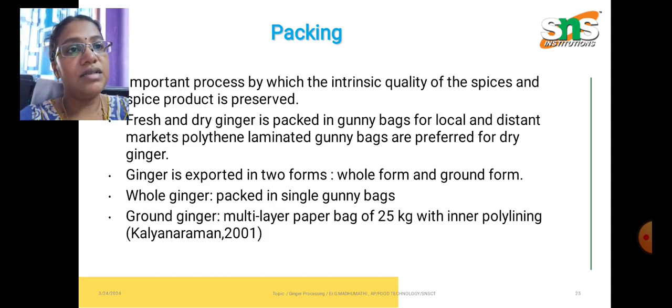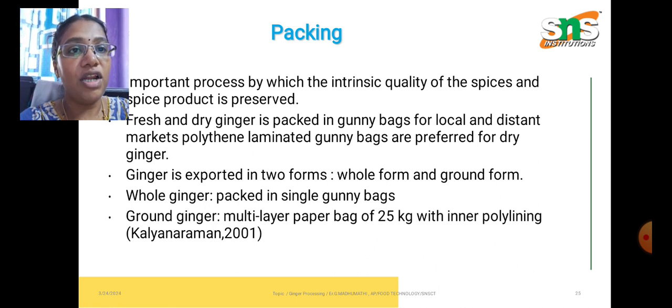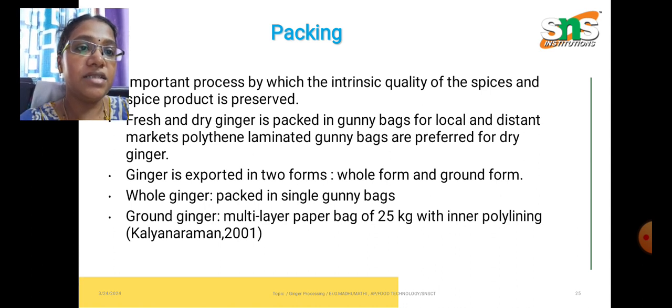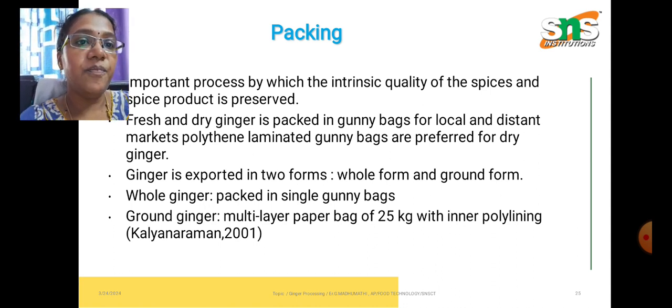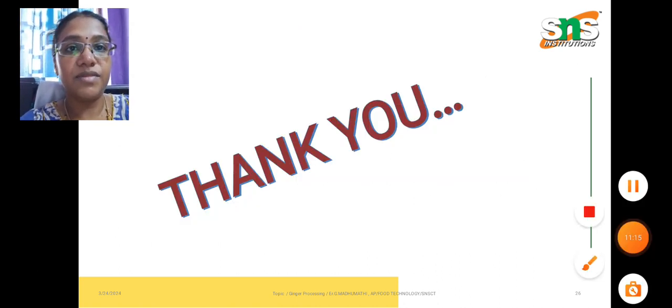At last, the most important operation is packing in gunny bags for local and distant markets, whereas dry ginger is packed in polythene laminated gunny bags. Whole ginger is mainly packed in single gunny bags, and it is exported in two forms, whole form and ground form. So this is about ginger processing.